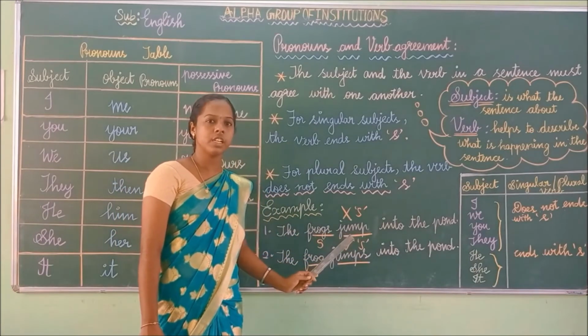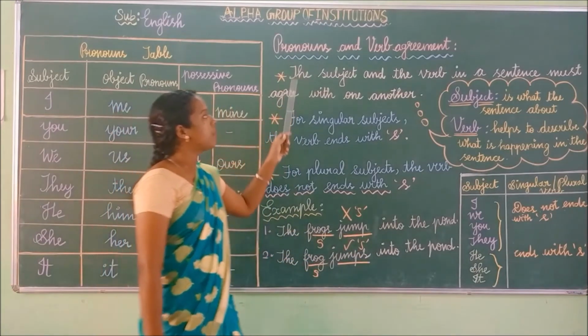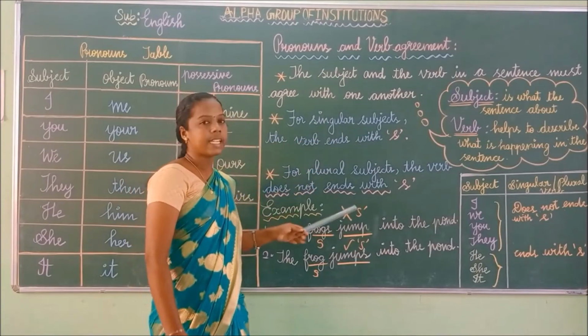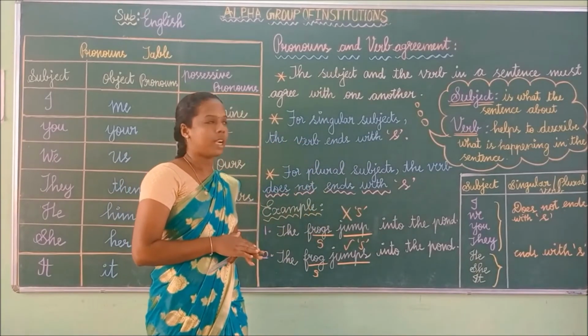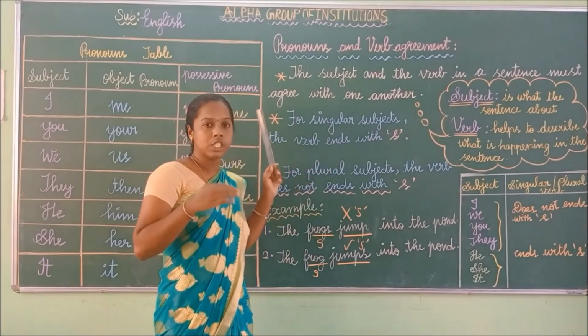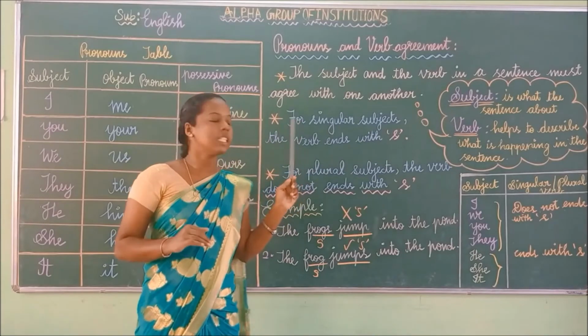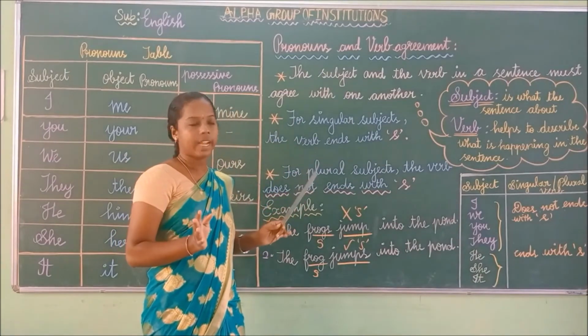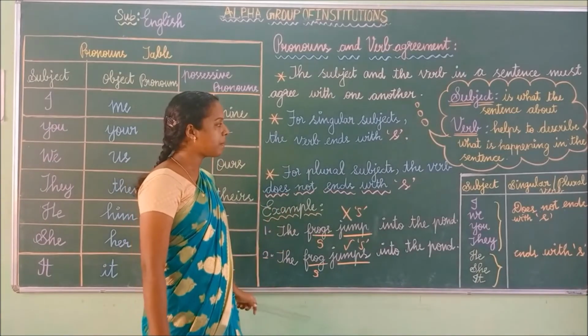Have you understood, children? So pronouns and verb agreement are nothing but the subject and the verb in a sentence must agree with one another. For a singular subject, the verb always ends with s. For a plural subject, the verb does not end with s. These are the examples for that.